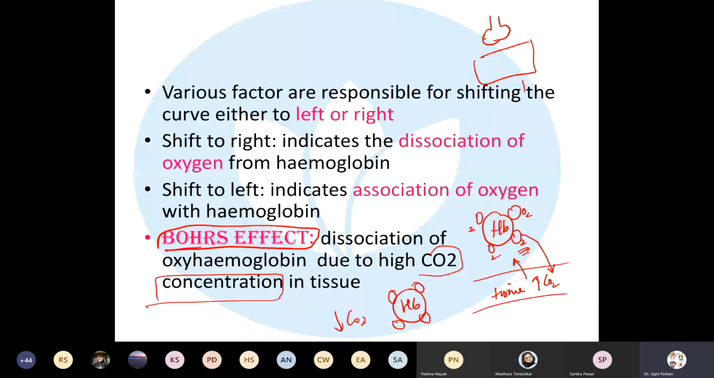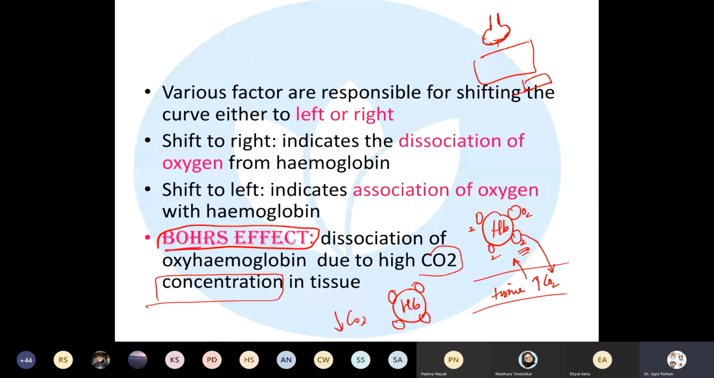Site I'm talking about. Which site? Association with oxygen or hemoglobin bind kahan hota hai? Yeah, left is association, right? My question is, you have studied this graph. Ye humne padha tha.